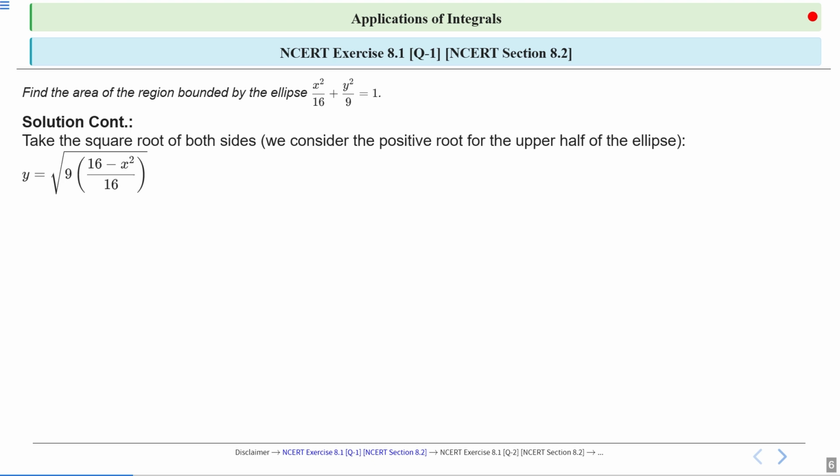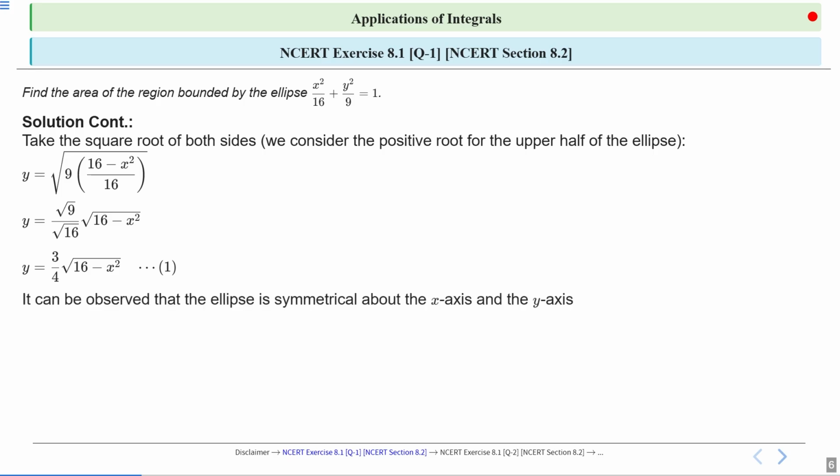So we calculate the area in the first quadrant. So we take the positive value of y, and once we have the value for the first quadrant, because of the symmetric nature of the ellipse, we multiply it by 4 to get the entire area of the region. Okay, so y is equal to root 9 by root 16, under root 16 minus x square, it becomes 3 by 4 under root 16 minus x square. So we write y in terms of x. It can be observed that the ellipse is symmetrical about the x-axis and the y-axis.